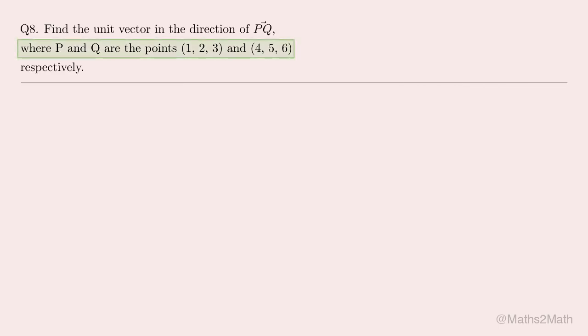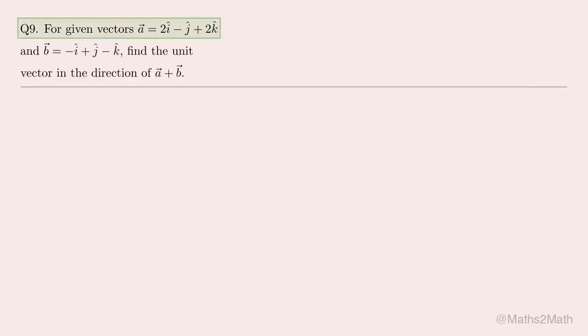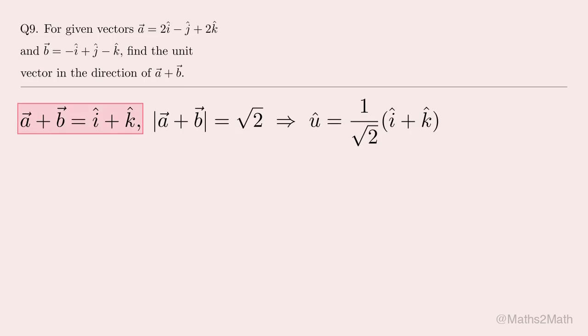Question 8. First the vector, then normalize. Component-wise, arithmetic settles it. PQ is 3, 3, 3 with magnitude 3 root 3. The unit vector has equal components 1 over root 3. Question 9. Add first, then normalize. Component-wise, arithmetic settles it. The sum is i hat plus k hat, magnitude root 2.